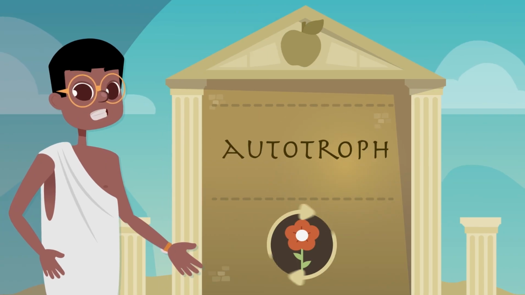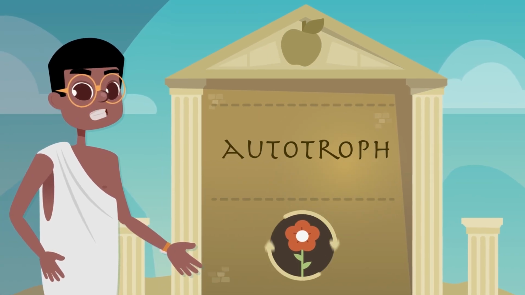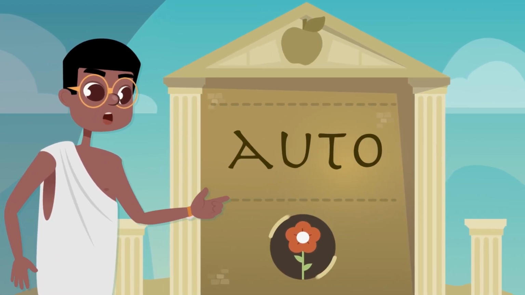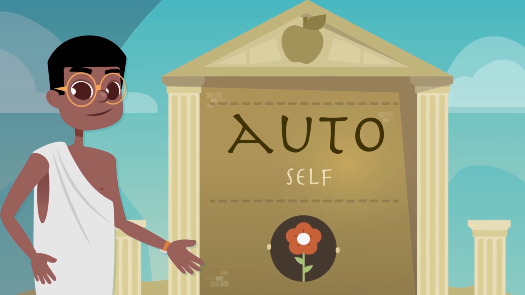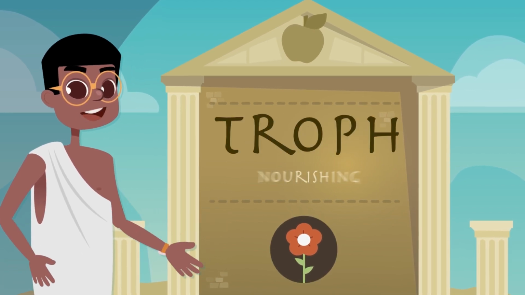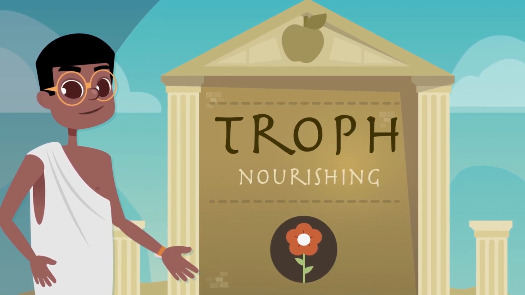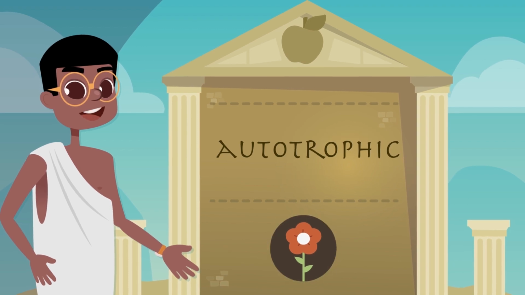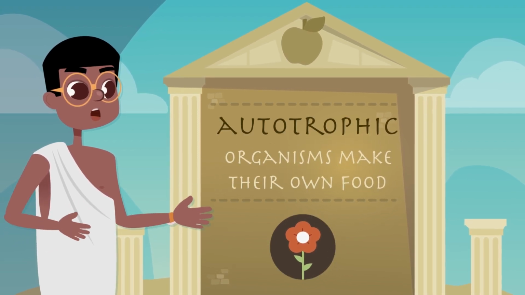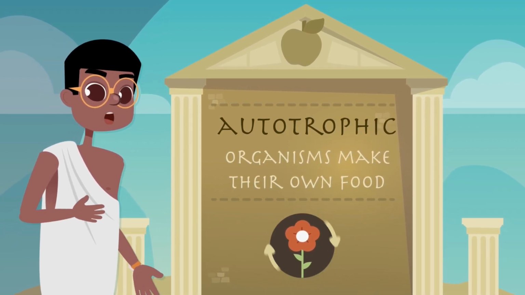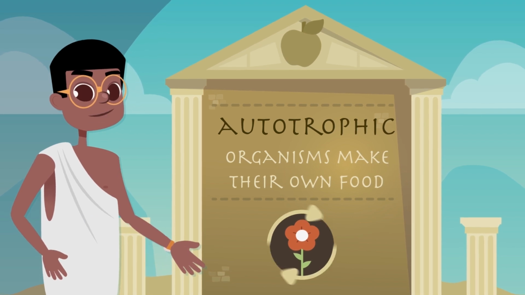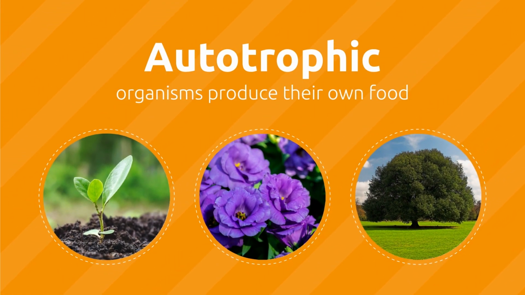The word autotroph has a distinct definition. Auto means self, and troph means nourishing. This explains the fact that autotrophic organisms make their own food to get the energy they need for everyday activities. In other words, autotrophic organisms produce their own food.